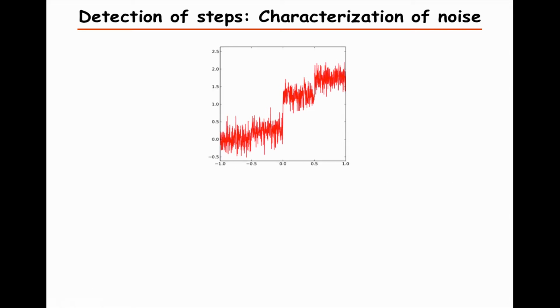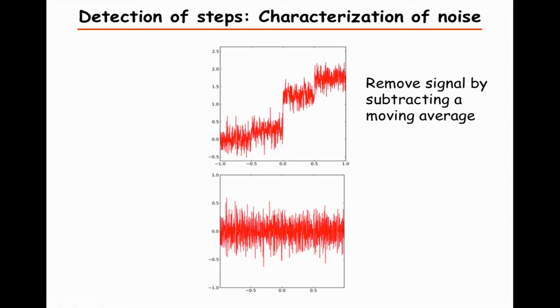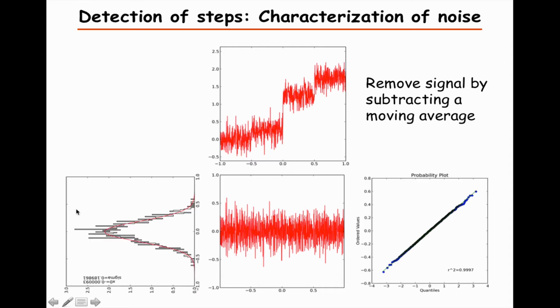So if we characterize the noise first, we want to see if we're lucky and it turns out to be normally distributed. First we have to remove the steps, and we can do that by just subtracting a moving average, and that will remove them so that we only have the noise left in this case. Then we can make a histogram of the noise and see that in a normal probability plot it looks nice and linear, so it's normal noise. That makes the situation much easier.